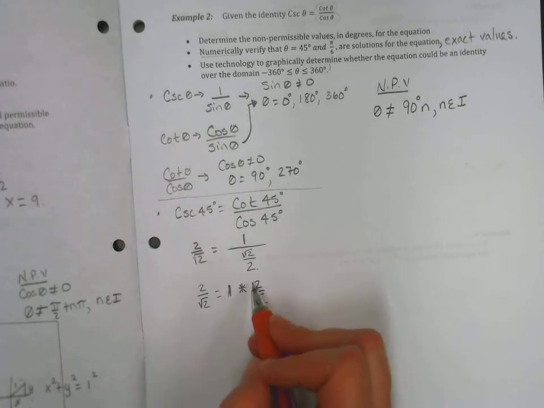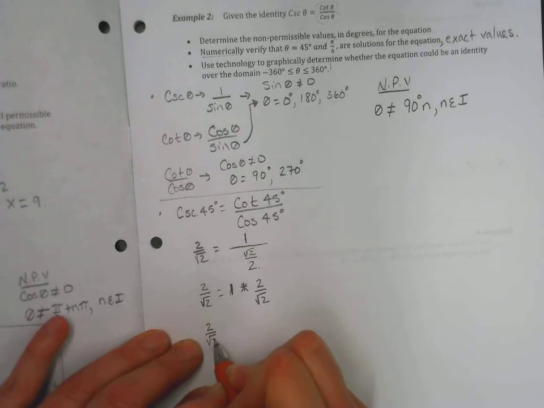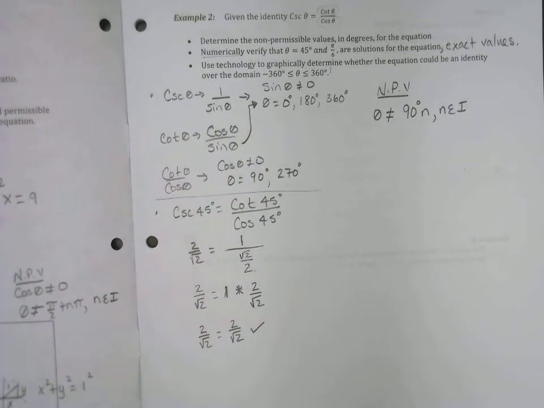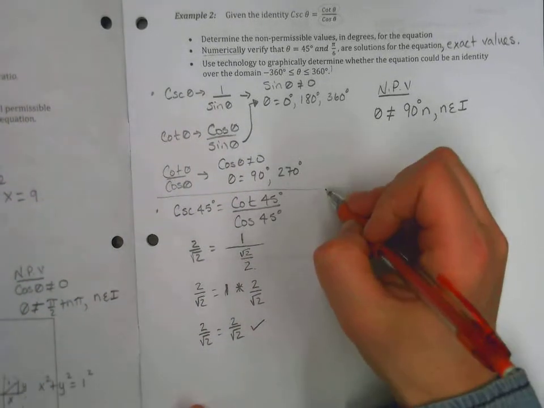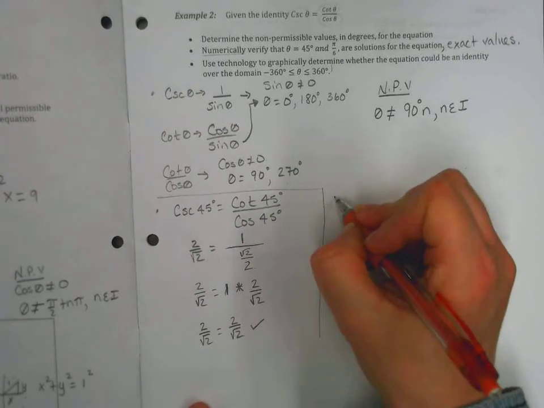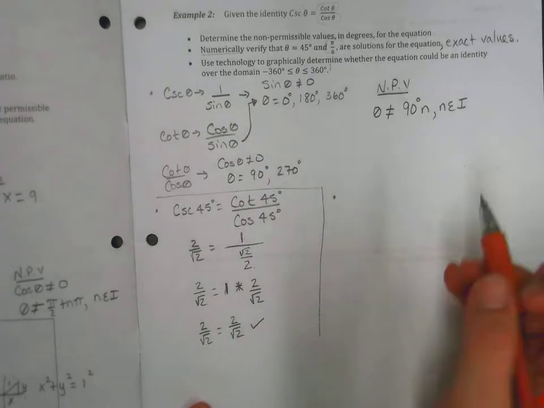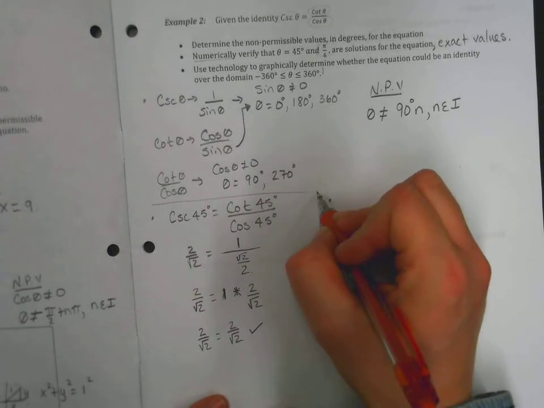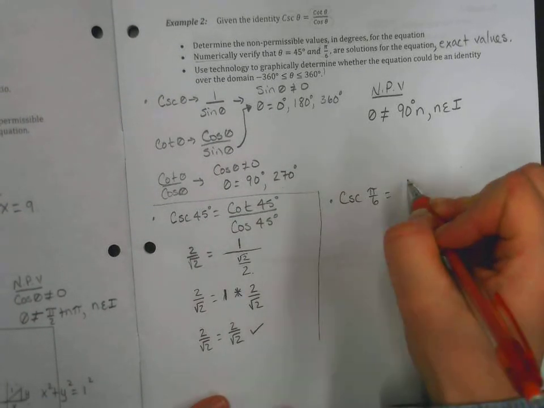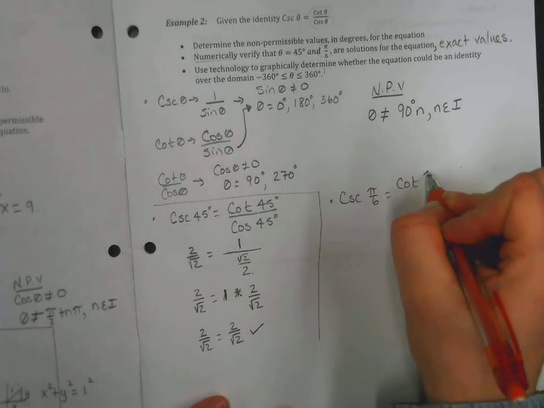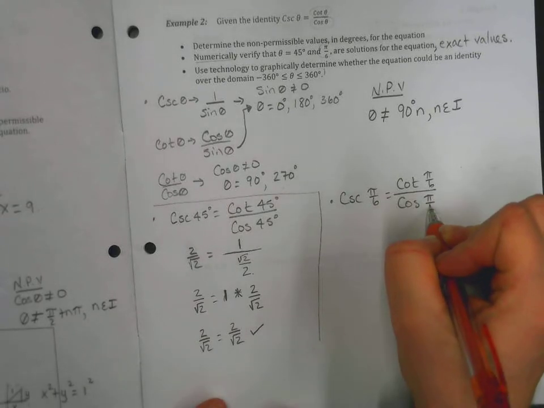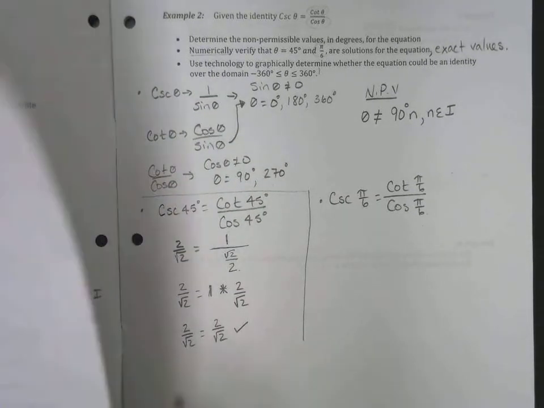Okay, we're going to do the same thing, but we want to prove it for a different angle, which is pi over 6. So we're going to take cosecant of pi over 6 should equal cotangent of pi over 6 divided by cos of pi over 6. So again, I'm looking these up on my unit circle. Cosecant is the reciprocal of sine. Pi over 6, my sine ratio is 1/2, so I'm going to reciprocate that to be 2. So this should be 2.